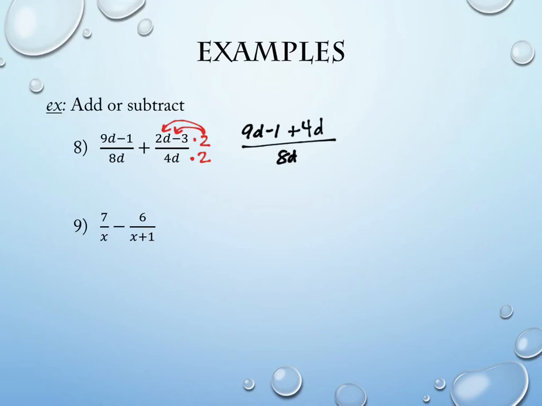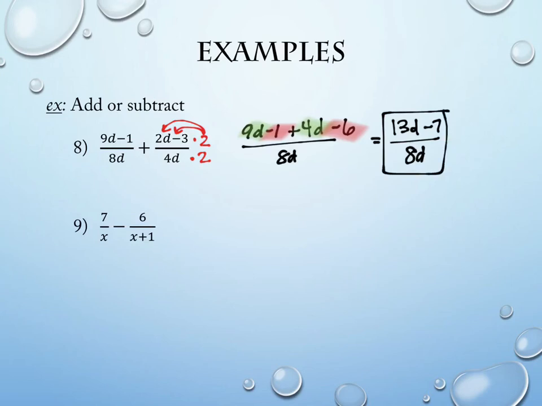Positive 4D minus 6. Okay, denominator still 8D. Combining like terms, I have 9D and 4D, which is 13D. And then I have negative 1, and I have negative 6, which is negative 7, all over 8D. And that's as good as it gets right there. Those numbers are not at all reducible.